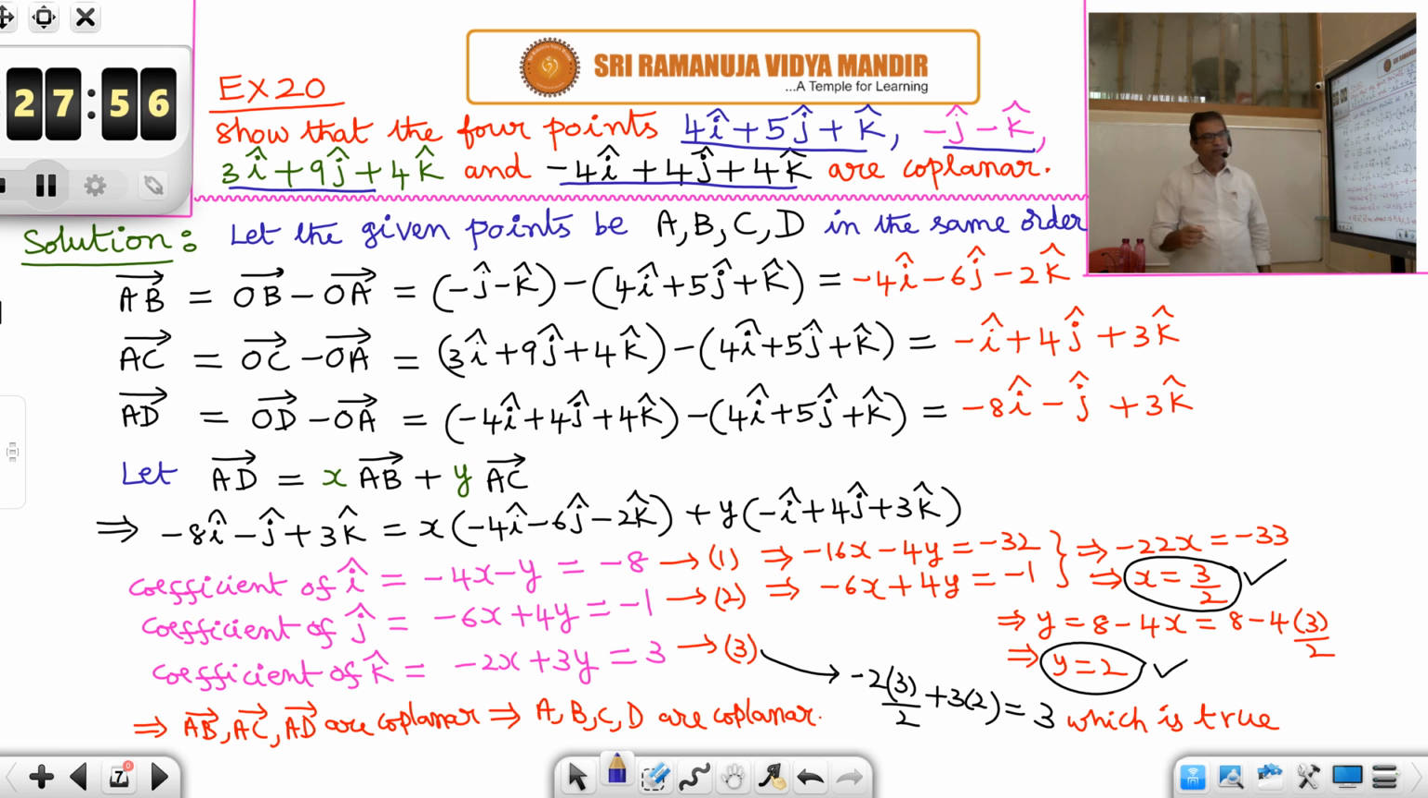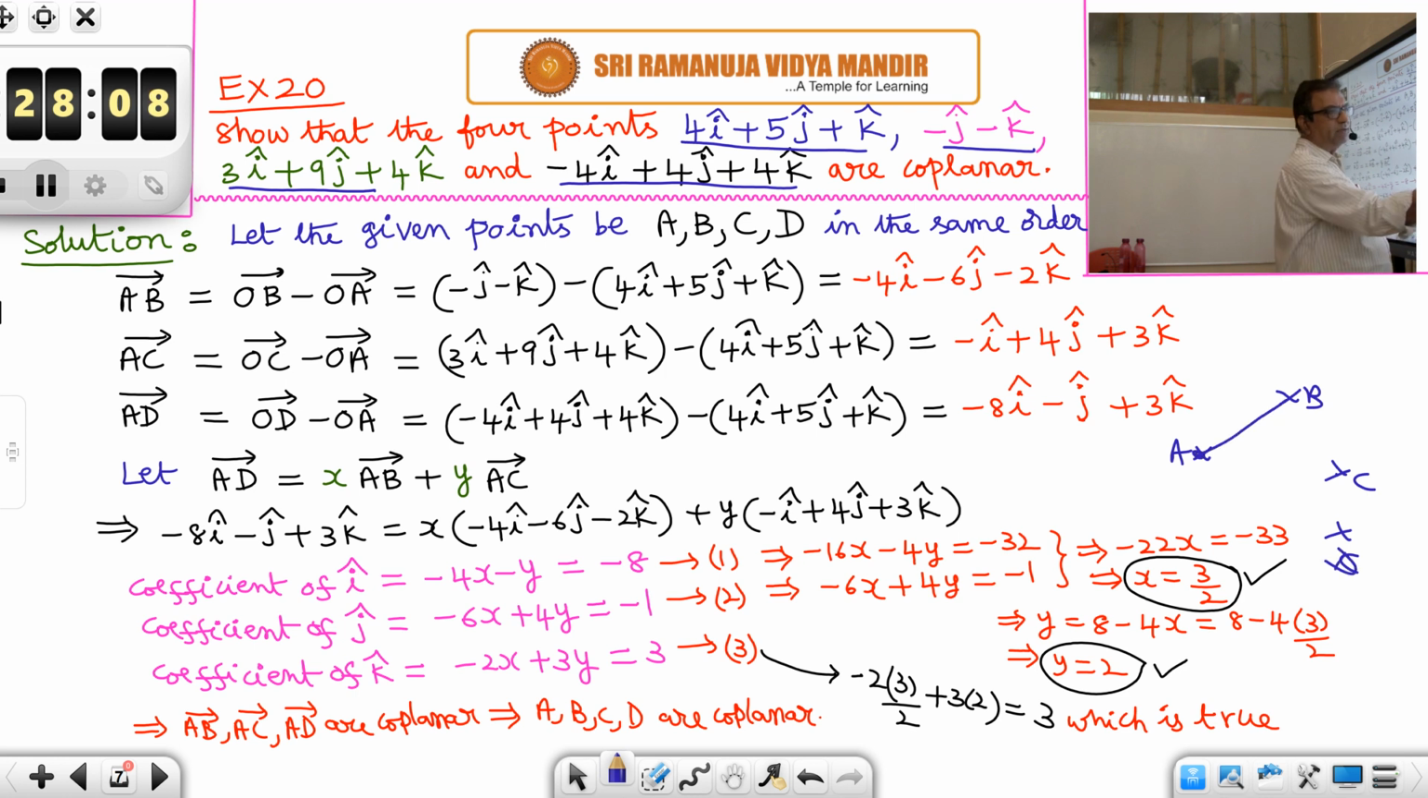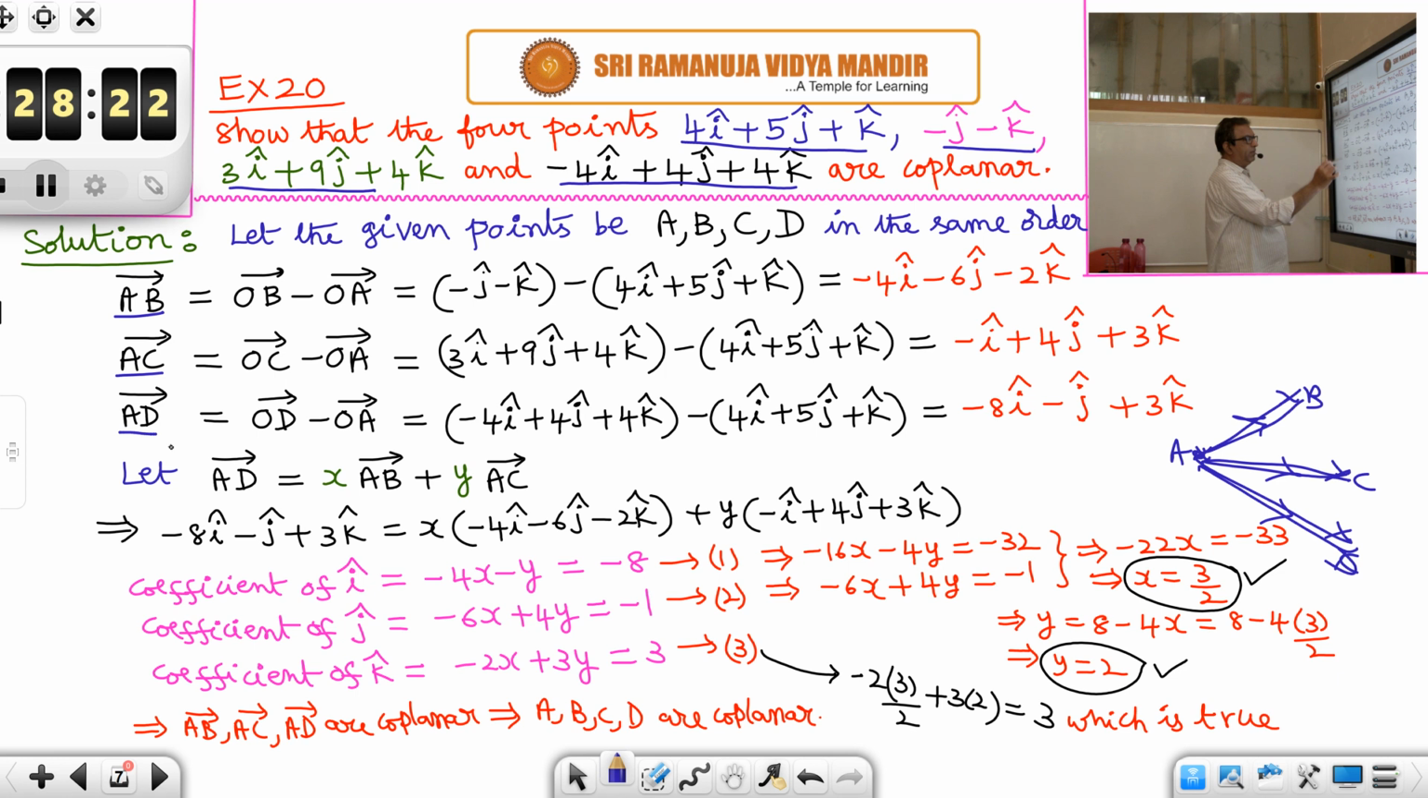How do you prove it? What is the method I told you in the last class? When 4 points are given, they can be converted into how many vectors? 3 vectors. A, B, C, D, 4 points are given. Take 1 point fixed, join it to all the other 3 points. Put arrows: AB bar one vector, AC bar another vector, AD bar another vector. So 4 points can be converted to 3 vectors. AB bar, AC bar, AD bar.